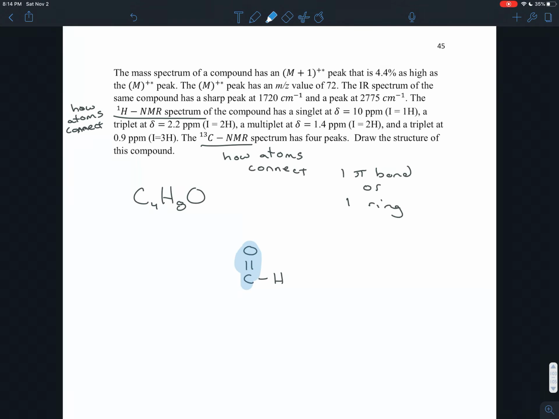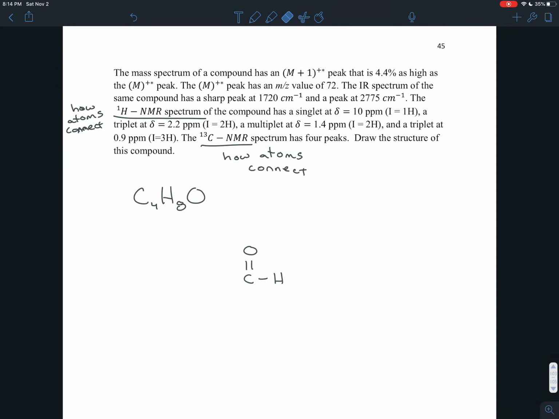That also is confirmed. We know we had a pi bond or a ring. Now we know we have a pi bond. So that's the data we got from the degrees of unsaturation. Okay, now let's think about proton NMR. We still have 3 other carbons that we need to attach. Well, it says we have a singlet at delta equals 10, and the integration is 1. As we saw before, that's the signature for the hydrogen in an aldehyde.